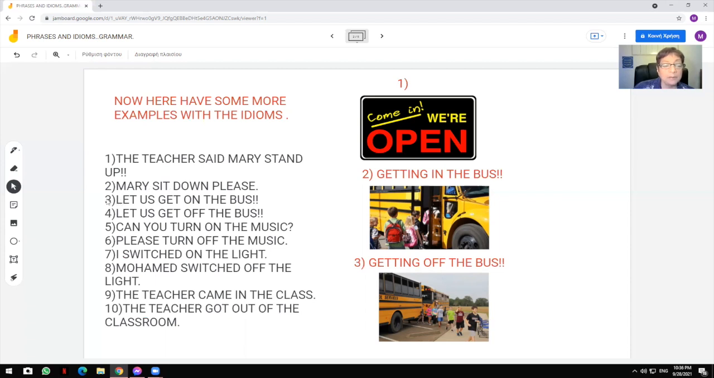Number three. Let us get on the bus. Let us, يعني هيا بنا أو يلا. Let us get on the bus. نركب الأوتوبيس. Number four, let us get off the bus. يعني يلا ننزل من الأوتوبيس.